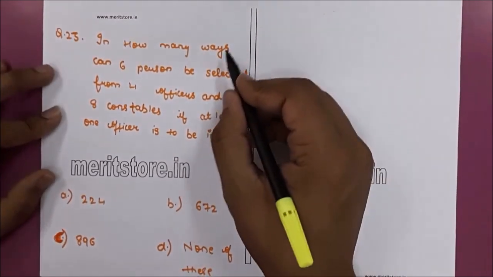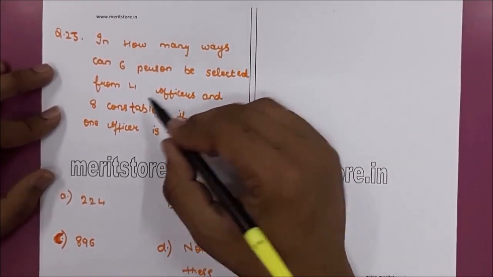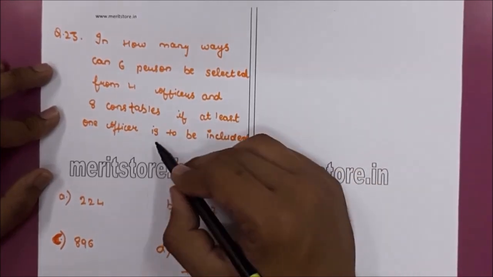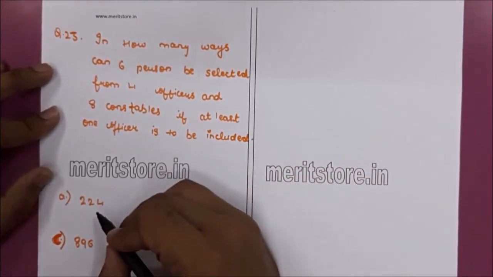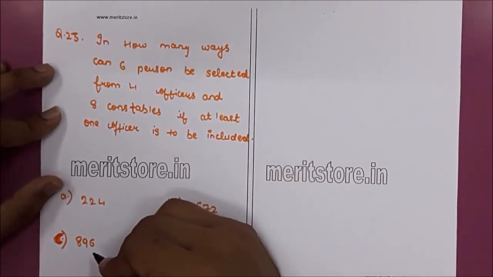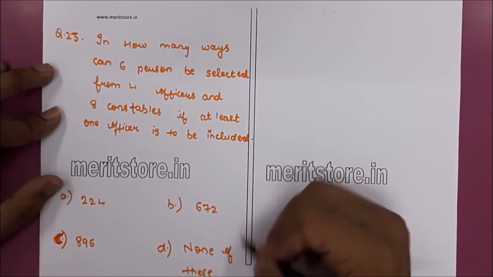In how many ways can 6 persons be selected from 4 officers and 8 constables if at least one officer is to be included? Option A 224, option B 672, option C 896, option D none of these.